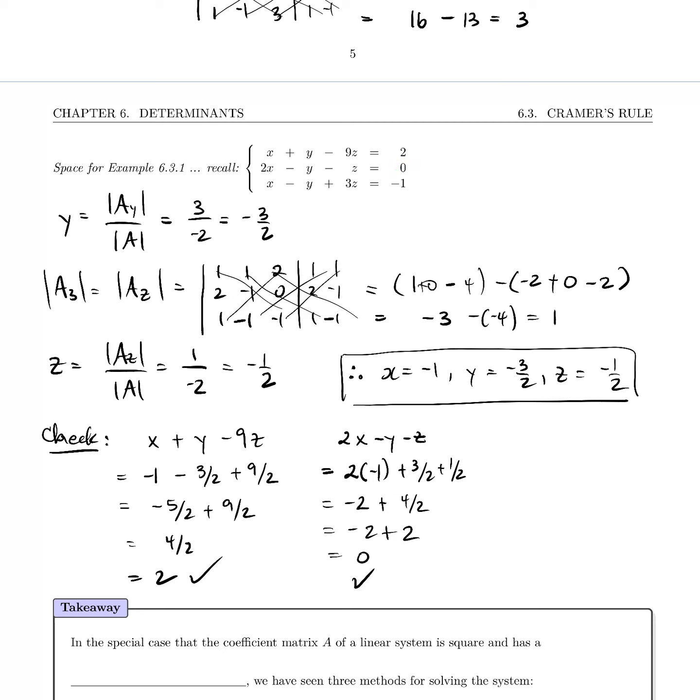We have one equation left to do, and that is x minus y plus 3z. This should give us minus 1. So minus 1 minus minus is going to be plus 3 halves minus 3 times 1 half. So minus 3 halves minus 1 plus 0. There is our minus 1. And we indeed do have the solution here given to us by this strange rule, Cramer's rule, where you're taking the ratio of determinants for each variable to solve the system.